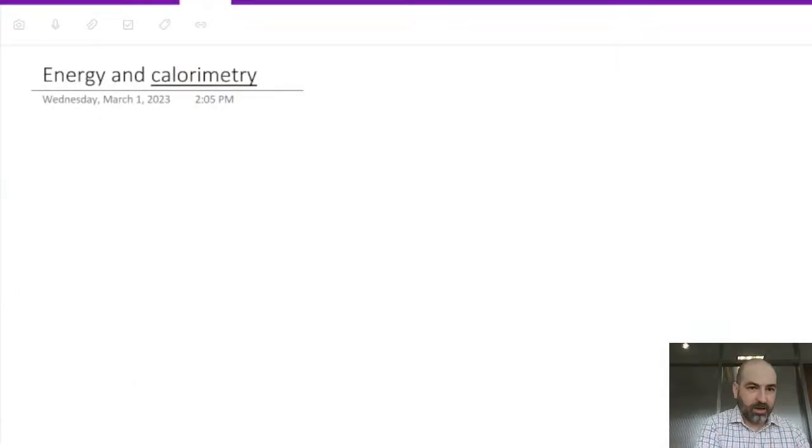All right, so today we're going to be talking about energy and calorimetry. So energy, we'll talk about what that is, and then calorimetry is measuring the amount of energy that either is contained by something or as a result of some sort of process that transfers energy. It's really measuring heat, which is a way of transferring energy. All right, so first, anyway, let's define energy.